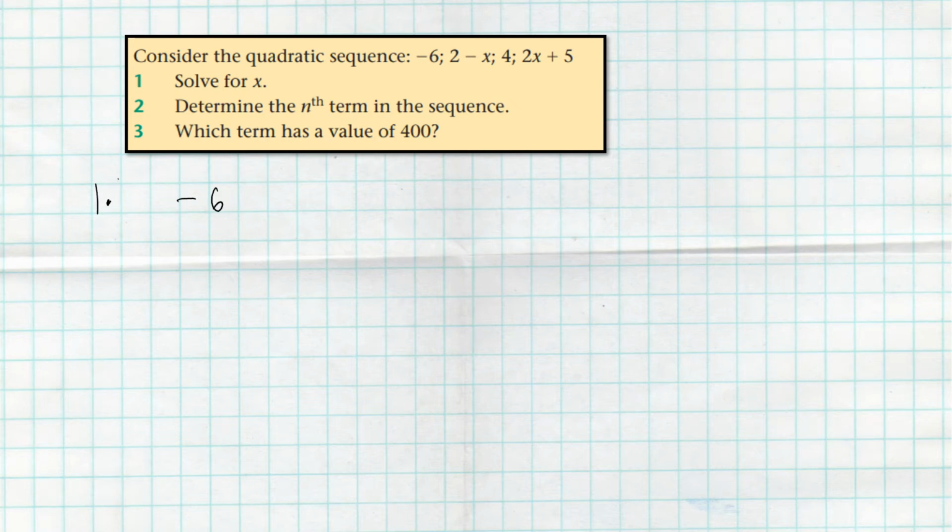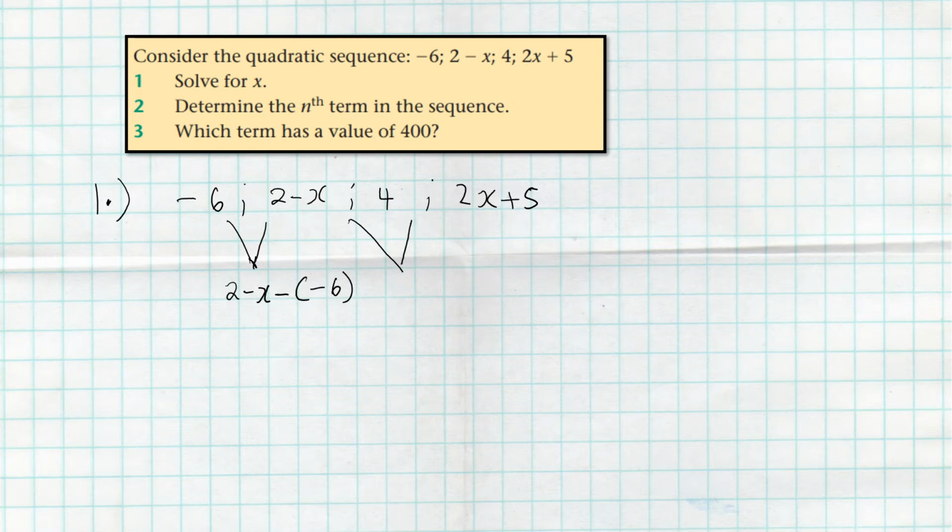So I'm just going to write my sequence here: minus 6, 2 minus x, 4, and 2x plus 5. And I'm going to be getting the difference, and to get the difference, I say the following term minus the previous term. So it's going to be 2 minus x minus, don't forget, after a negative, you put whatever follows in brackets to avoid making mistakes. Here it's going to be 4 minus into 2 minus x.